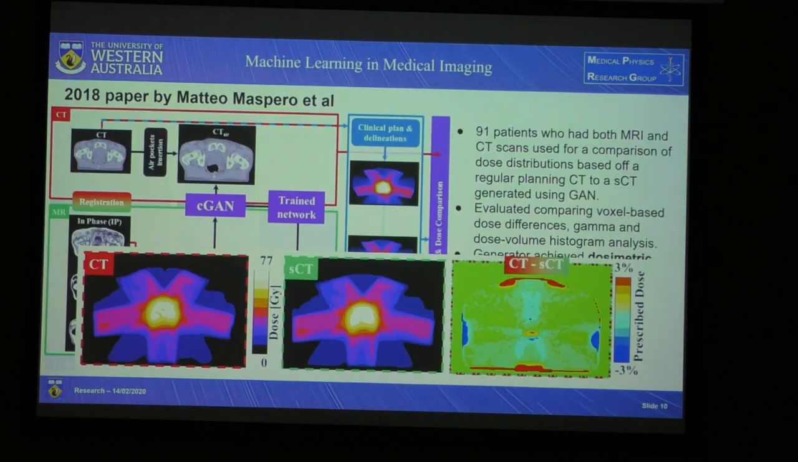On the left here is a dose distribution calculated based off the ground truth CT, and here is the dose distribution calculated based off the synthetic CT image, which is generated from the MRI. And here is a subtraction image showing the differences between the two dose distributions with the red hot spots and the blue cold spots.